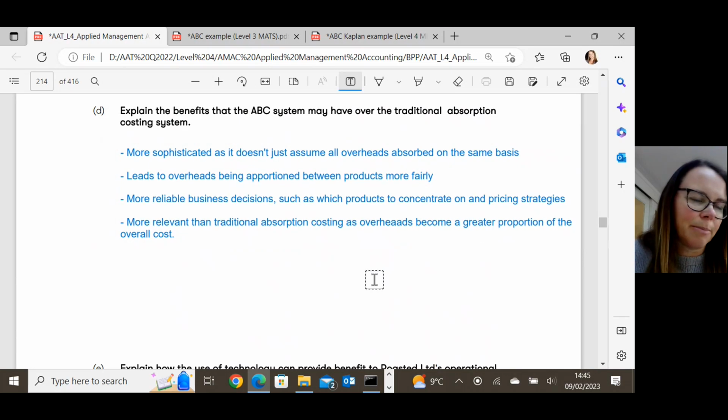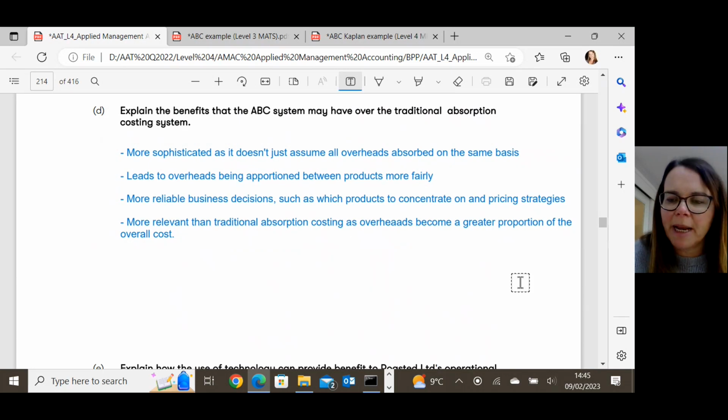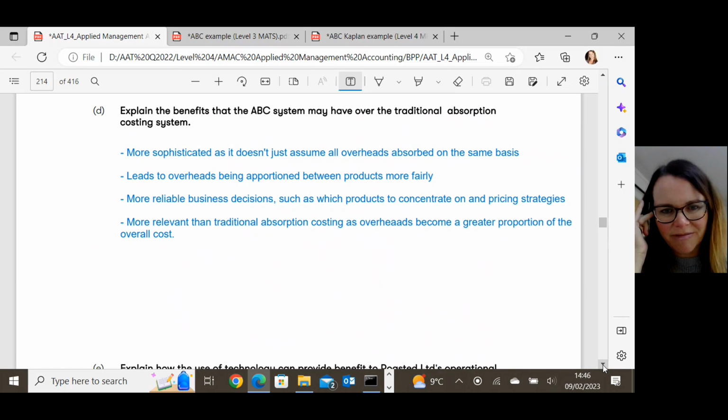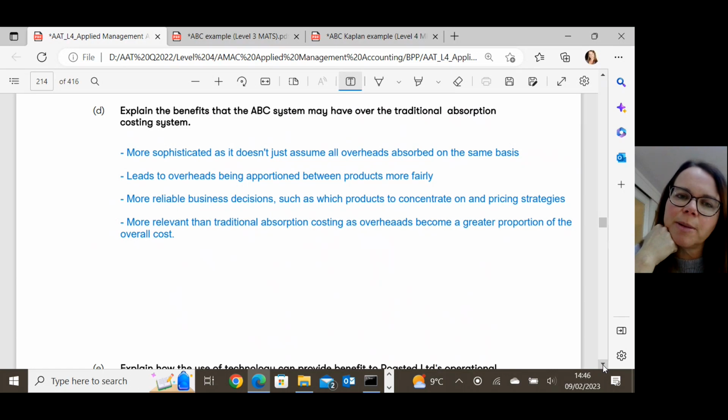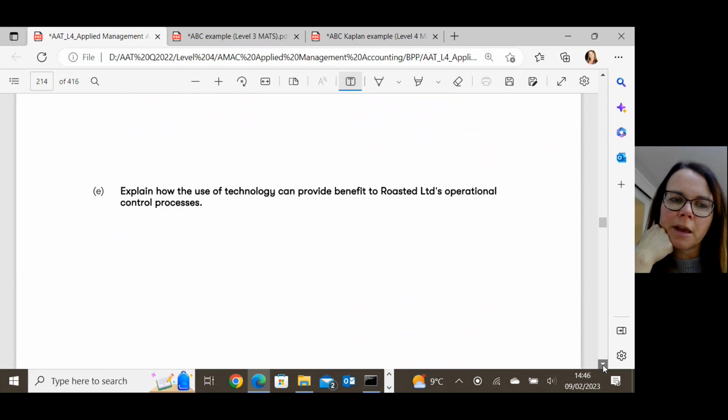Right, so as I've said, it is important to be able to talk about the benefits of activity-based costing. So maybe practice writing something out that you can almost memorise, because I think it's a pretty strong tip for the exam that you're going to have to be able to talk about that.